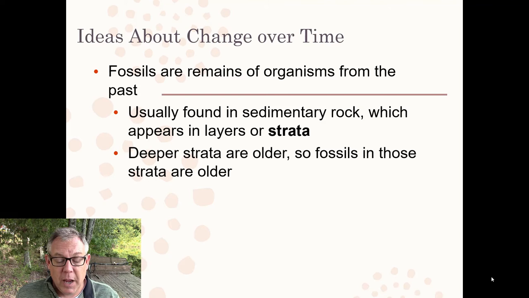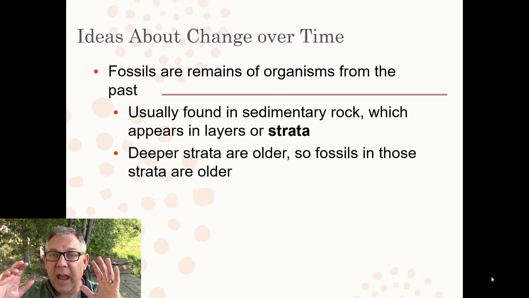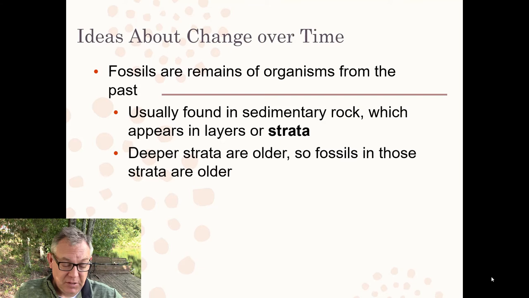They're most often found in sedimentary rock, which appears in layers or strata. As sediment gets carried by water, it eventually settles out, and then new sediment settles on top, and new sediment settles on top, and you make these strata or layers. The deeper you go, the older the strata are, and so fossils found in those strata are also older. As you study these fossils and their relationships, where they're found and how deep they are, and start to age them, you put together a fossil record that really suggests that the species we see today are very different than what used to exist. There used to be lots of very different species, and species have changed over time.